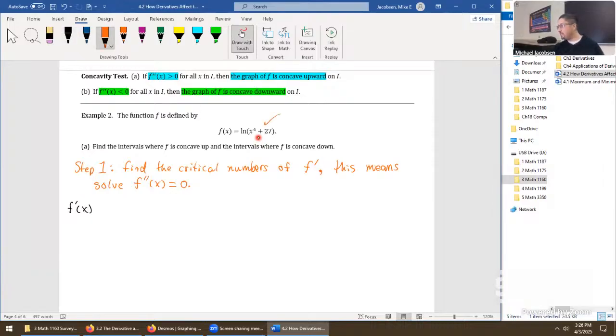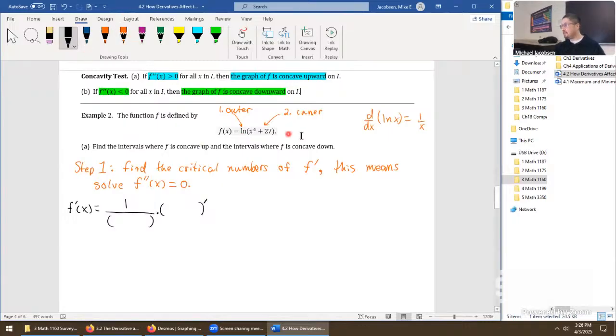x to the 4th plus 27 is the inner part. Natural log x is the outer part. And just a reminder, it's been a while, the derivative with respect to x of the natural logarithm of x is just 1 over x. So that gets us started. Take the derivative of the natural logarithm, it's 1 over whatever the input is, multiplied by the derivative of that input. Take the inner function, x to the 4th plus 27, it'll go in both of the placeholders, and f prime is essentially done at this step.